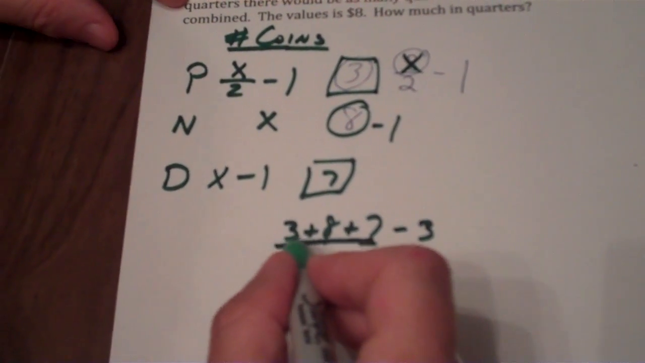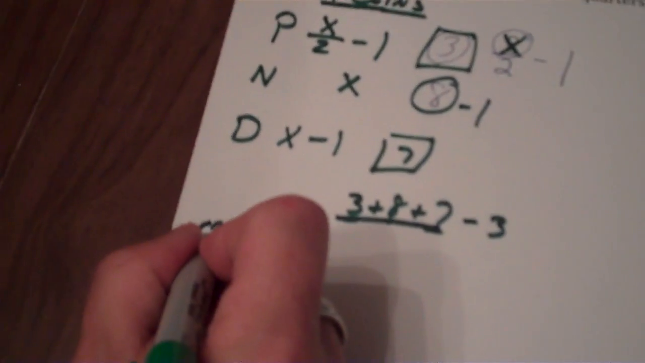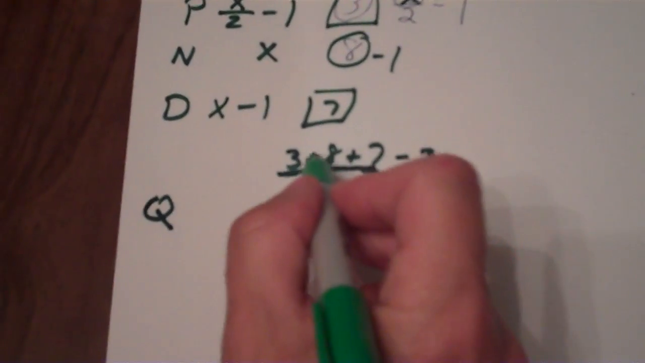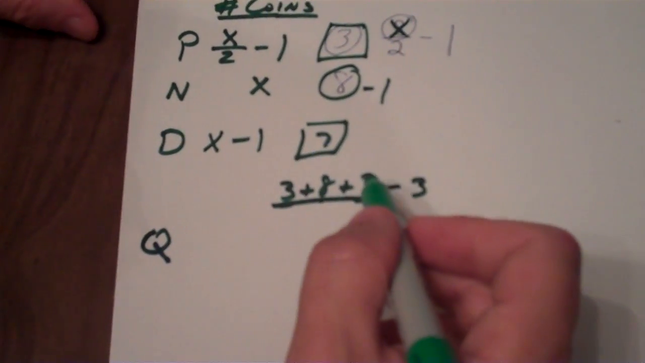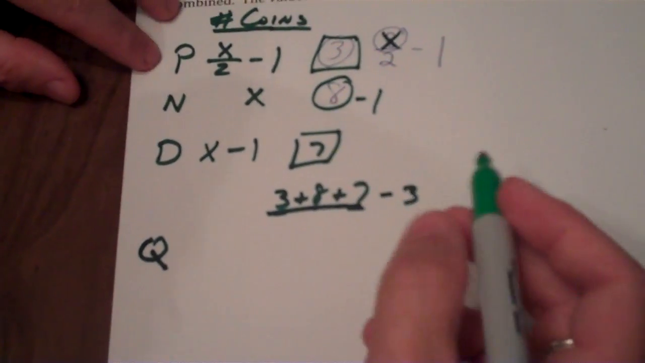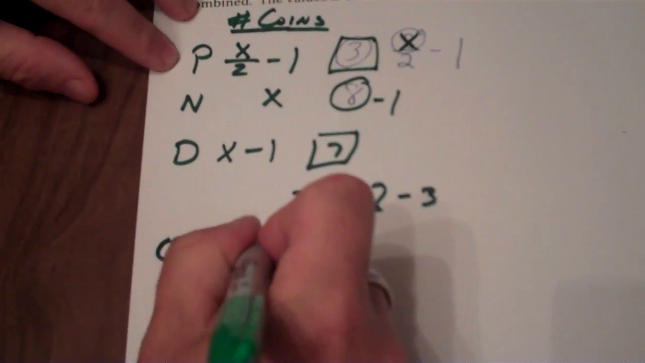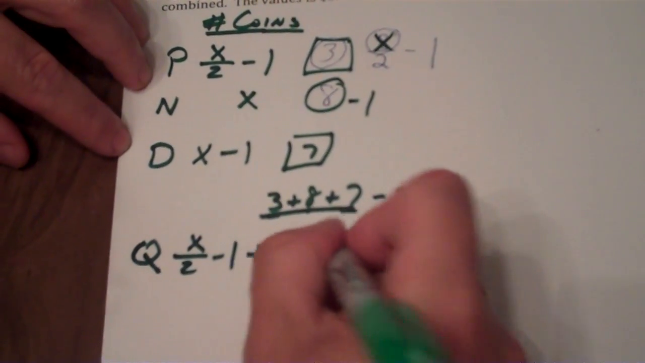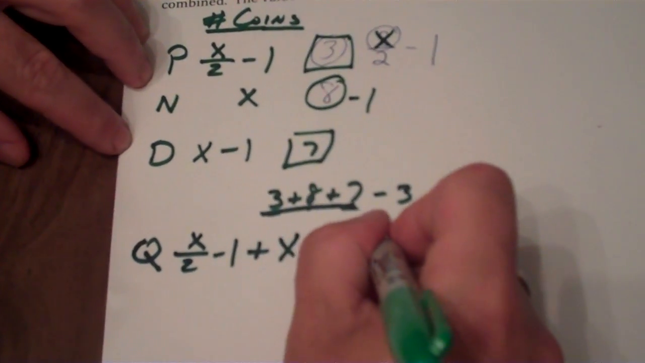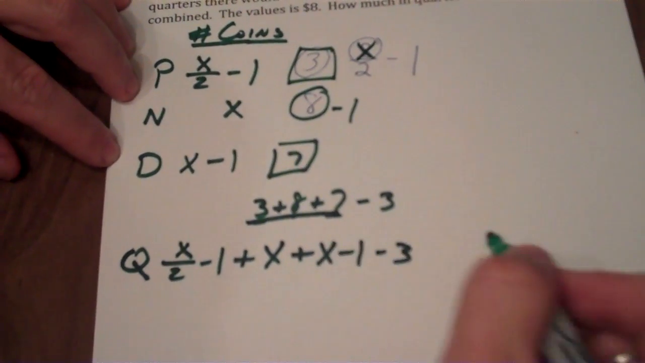Now remember where these came from, and I really haven't left myself enough room, so I'm going to move down a line here. You added up the number of pennies, the number of nickels, and the number of dimes. Well, algebraically, how many pennies did we have? X divided by 2 minus 1. Plus the number of nickels, X, plus the number of dimes, X minus 1. All of that, the sum of all of those, minus 3.